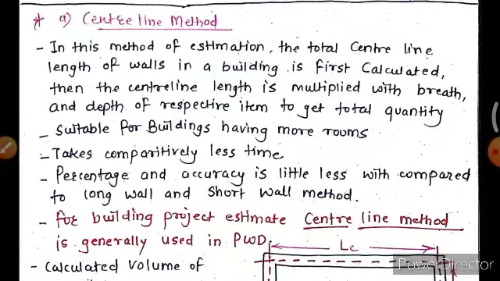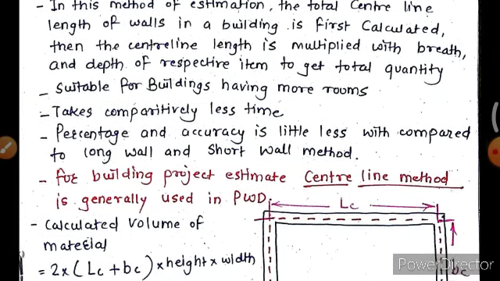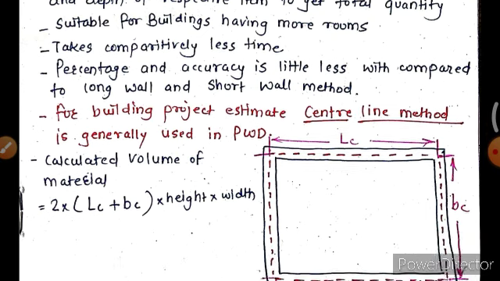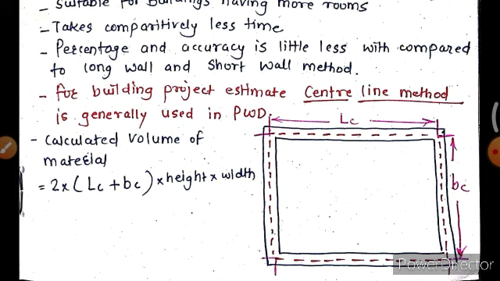The next one is center line method. Okay, in this method of estimation, the total center line length of wall in a building is first calculated. Then the center line length is multiplied with the width and the depth of the respective item to get the total quantity. It is suitable for buildings having more rooms, and it takes comparatively less time. Accuracy is less compared to the long wall and short wall method. For building projects estimate, center line method is generally used in PWD.